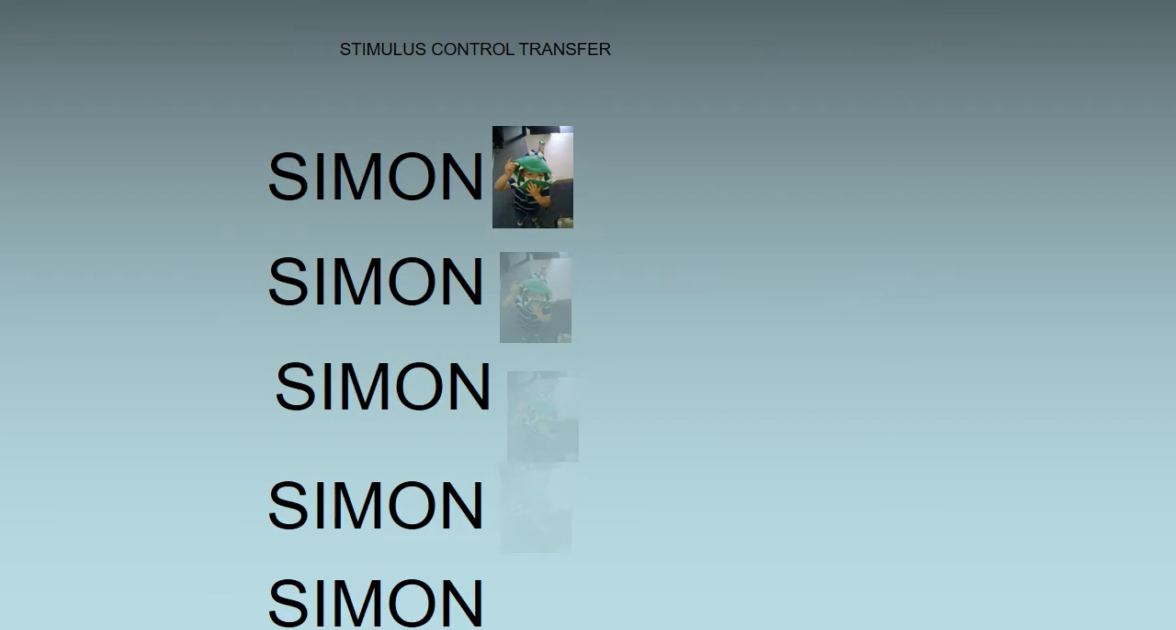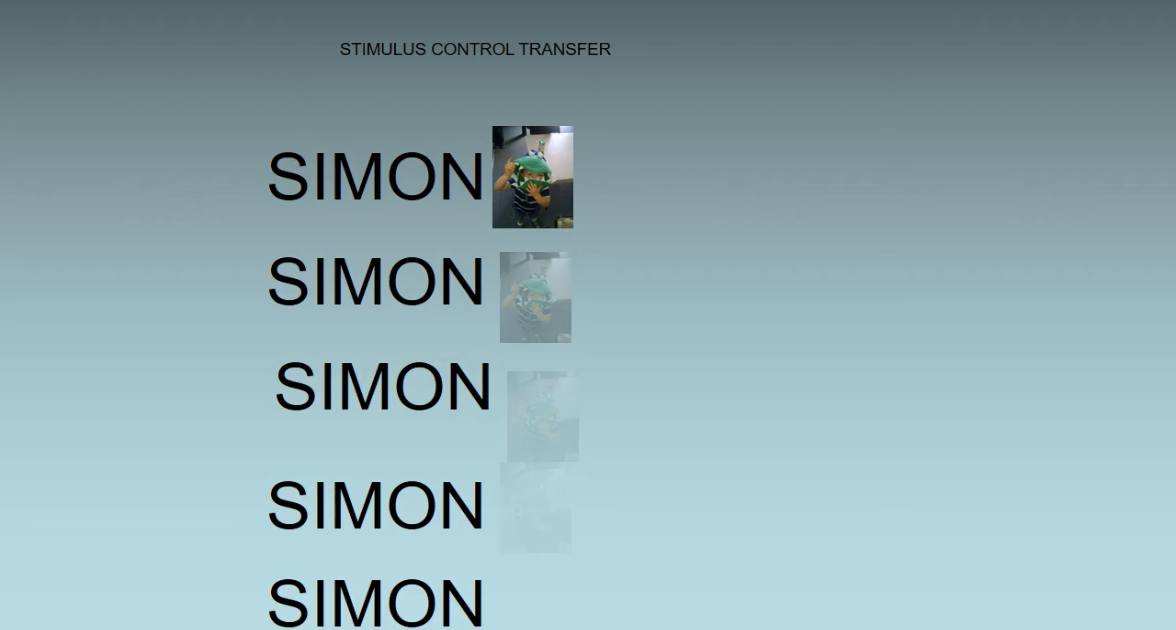Here's another example of stimulus control transfer. I see this used in classrooms a lot. Let's say we want a person to be able to recognize their name in written form. We would start by having their name and having an additional stimulus, a picture of themselves by their name. So once Simon here could identify his name with his picture, I would start to fade that picture out.